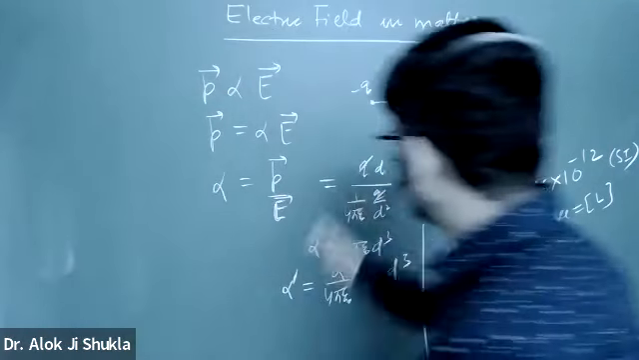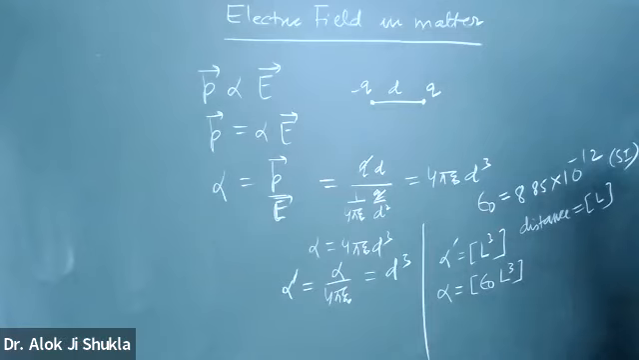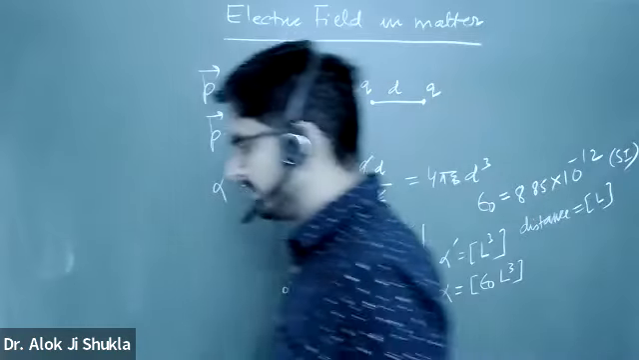So this was just a rough calculation to show what the dimensionality of alpha will be and how we write it as a unit. But now let us try to calculate it for some simple models.